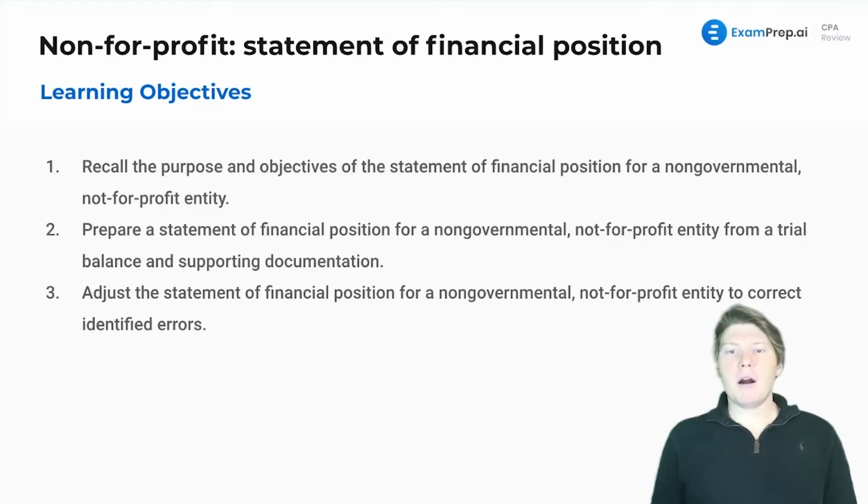Keep in mind on our statement of financial position, our balance sheet, we're dealing with net assets. That's assets minus liabilities equals net assets or equity. However, there's no equity because there are no owners of a not-for-profit or a governmental entity.